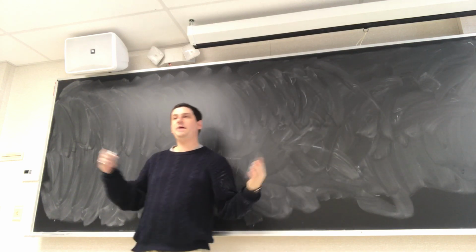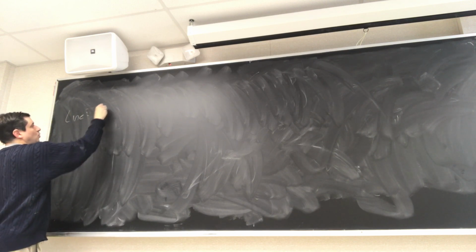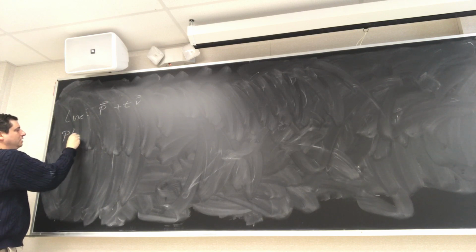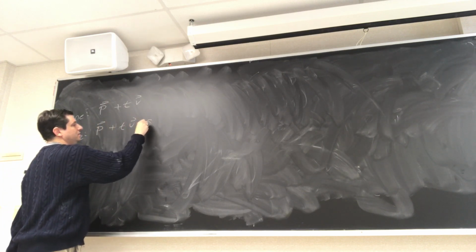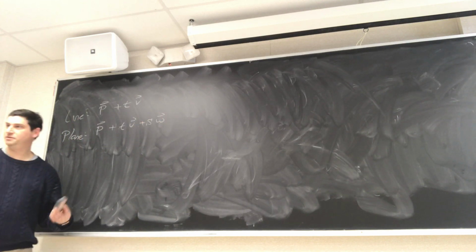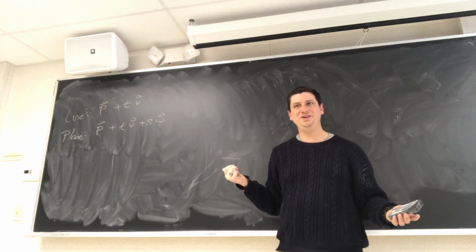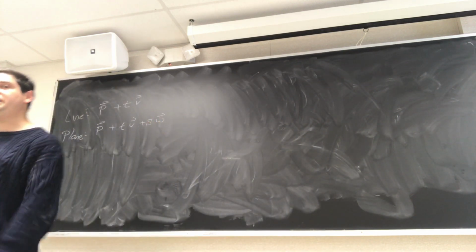How about a plane? How many free parameters do we have for a plane? So line was P plus TV. We had one thing that was free. A plane is P plus TV plus SW. How many free parameters do I have for a plane? 2. How about a hyperplane in 4-dimensional space? That would be 3. These are nice integer dimensions. Is everything in life an integer dimension?